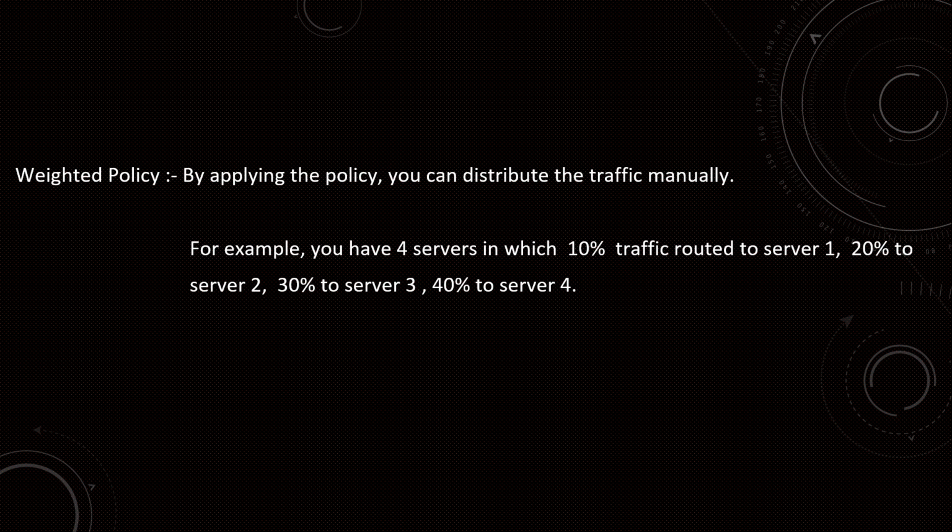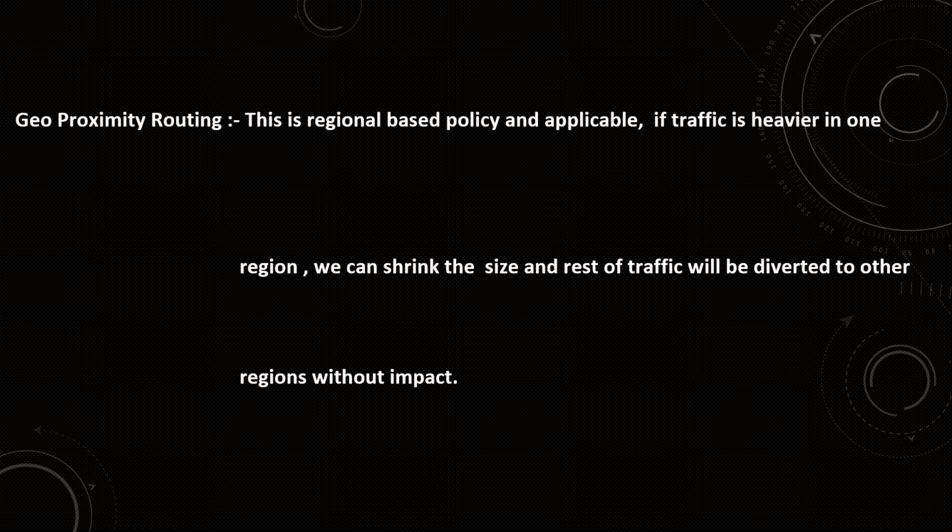Coming to the next slide. Yes, this is the last slide we have. What is geo-proximity routing? This is a region-based policy, applicable if traffic is heavier in one region. We can shrink the size of that particular region and the traffic will be diverted to other regions without impact. So this is geo-proximity. However, geo-proximity is not much recommended, but still I have included it from the knowledge point of view.